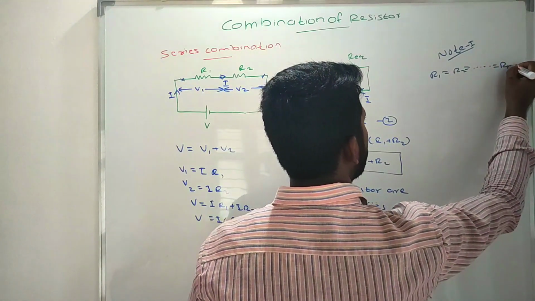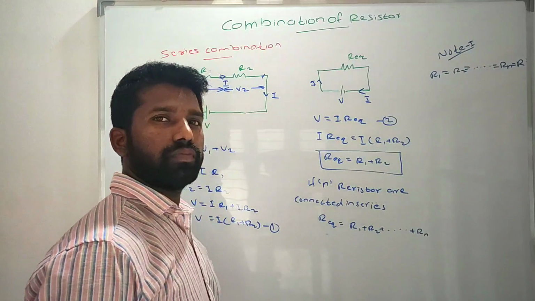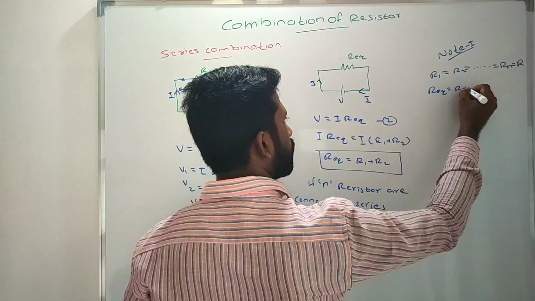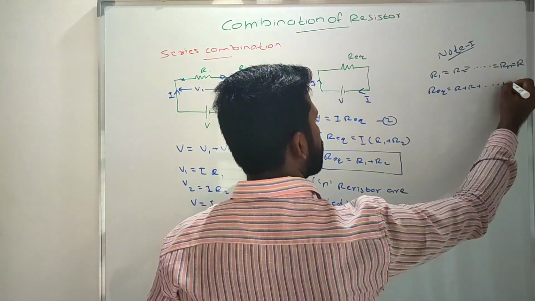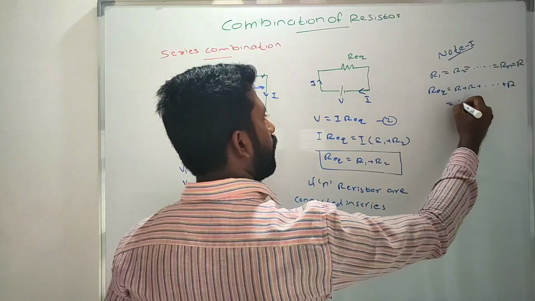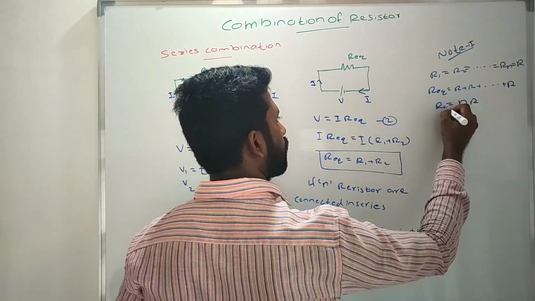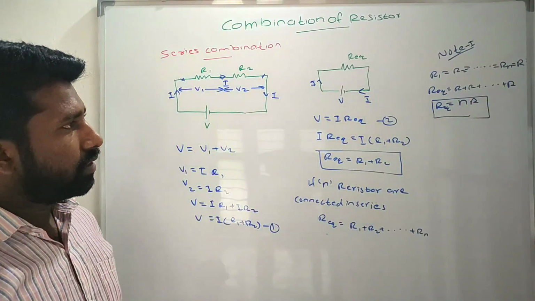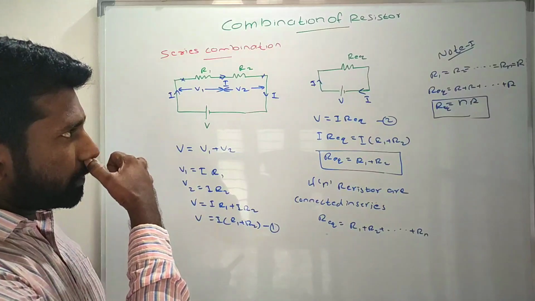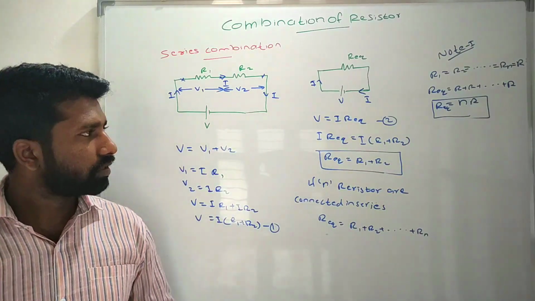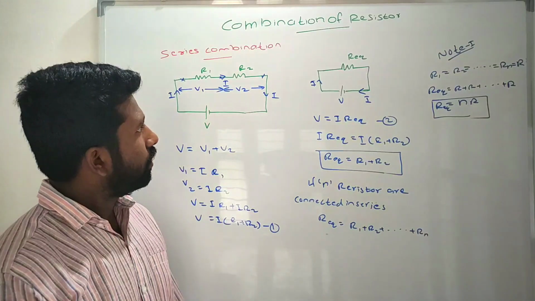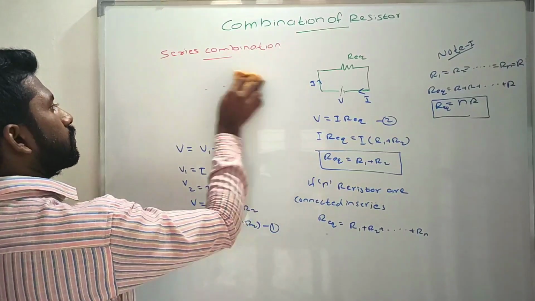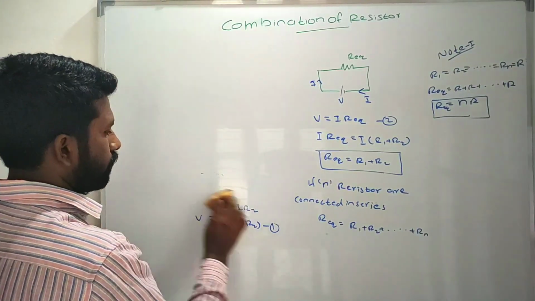then what is the equivalent resistance? R equivalent is equal to R plus R up to R. How many times R? n times. So R equivalent is equal to nR. That is the equivalent resistance when the resistors are connected in series. Next we are going to see the parallel combination of resistors.